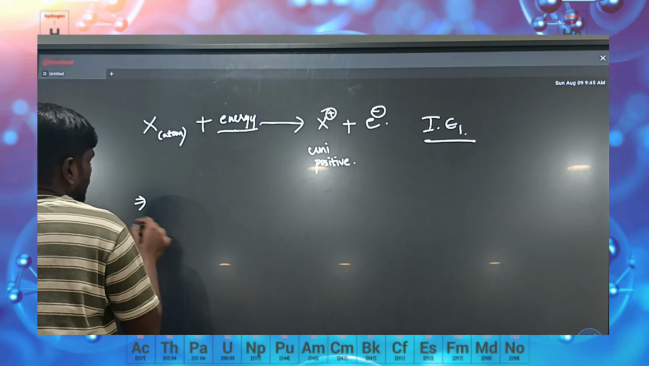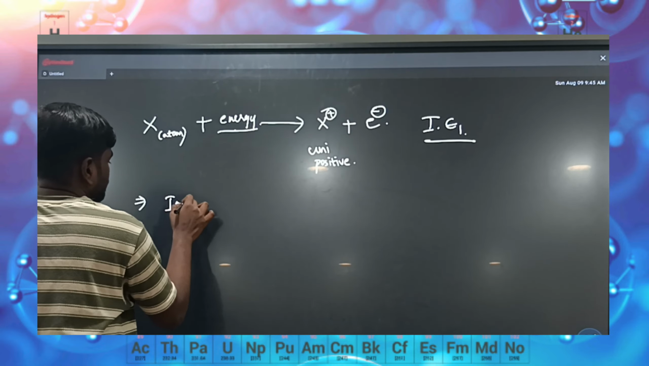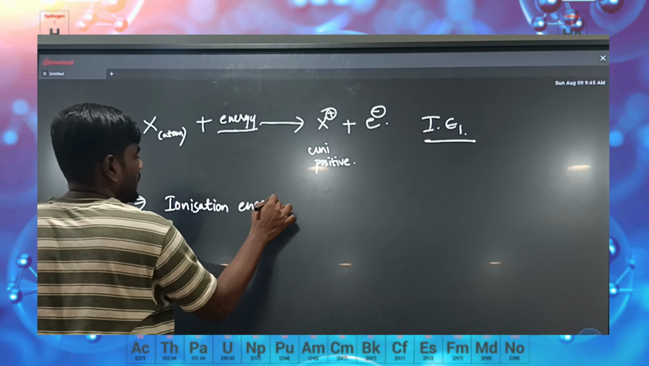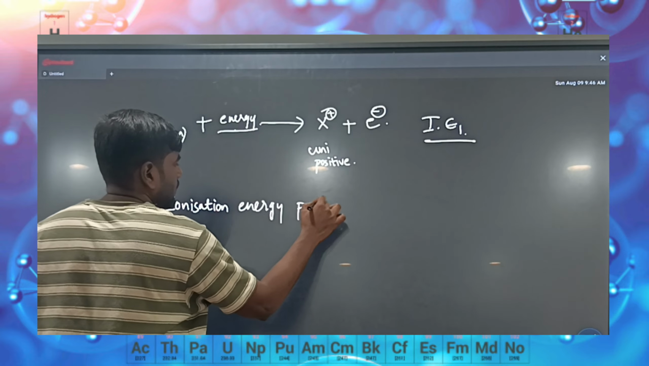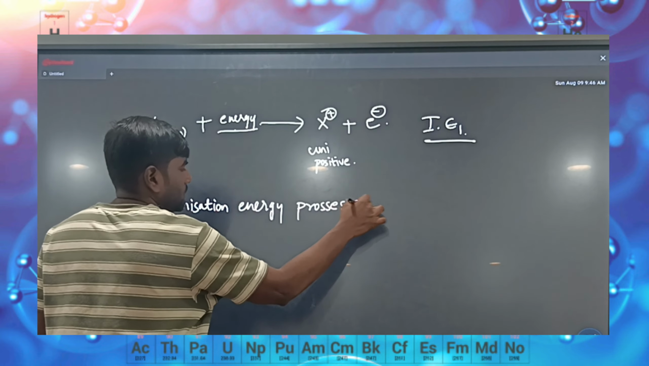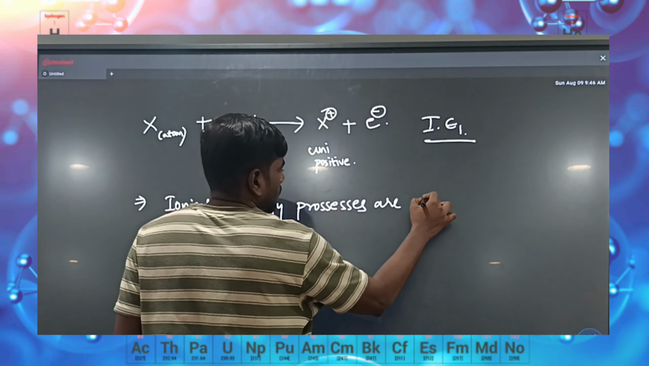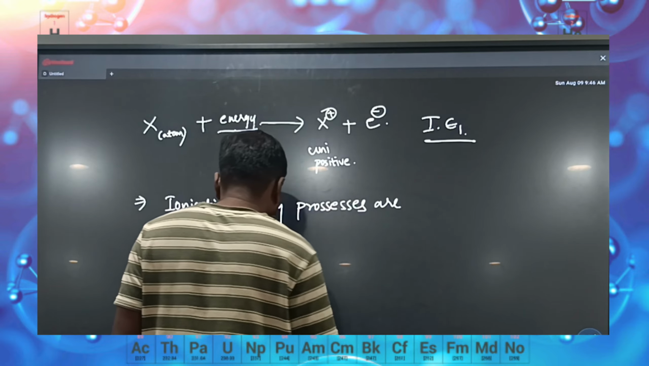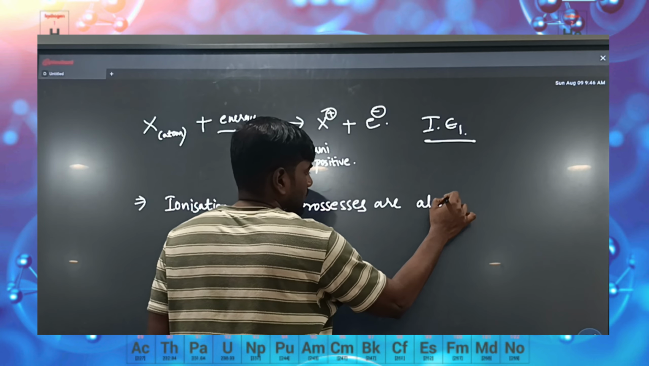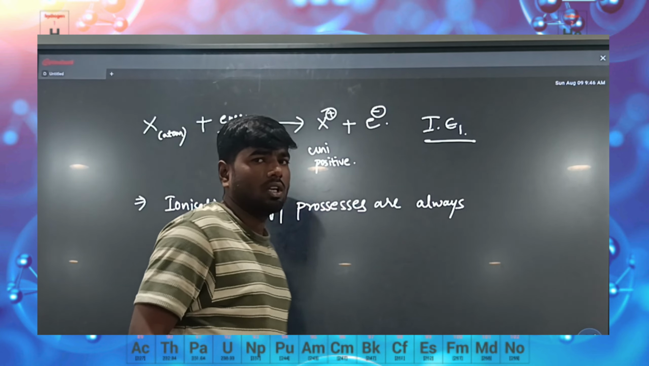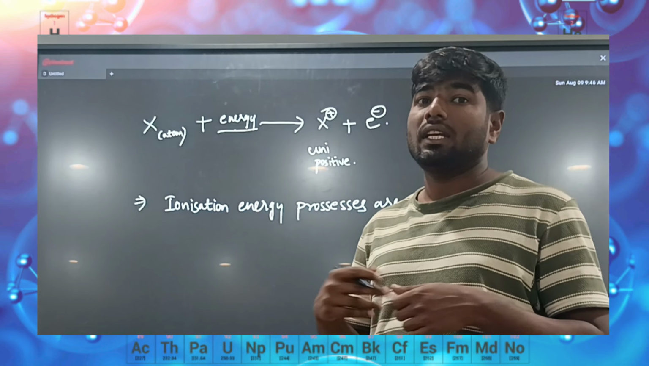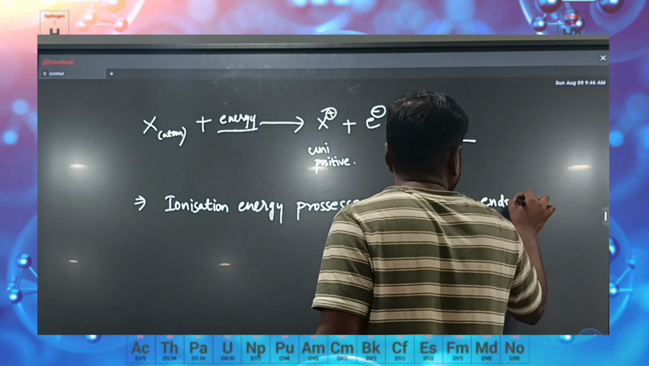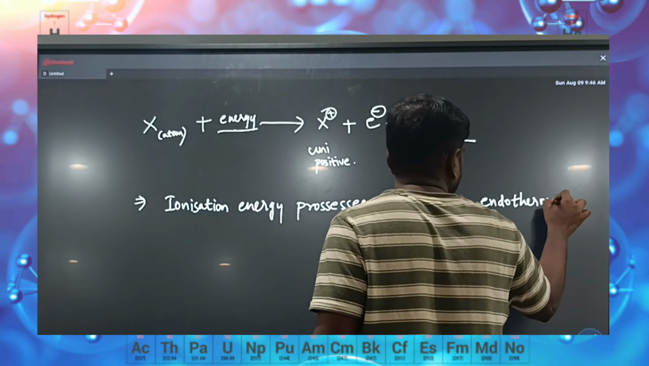So that's why these ionization energy processes are always endothermic, not generally, always. Endothermic means endo, coming inside, thermal, heat energy is absorbed there. Energy absorbed means endothermic, energy released means exothermic.